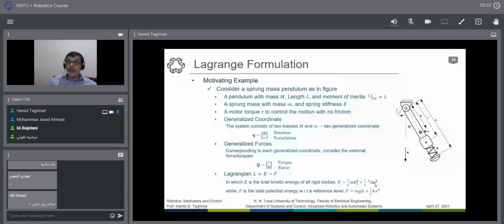What about the potential energy? The potential energy is defined from other forces than the Q, the gravity force or some elastic forces that are present in this example.